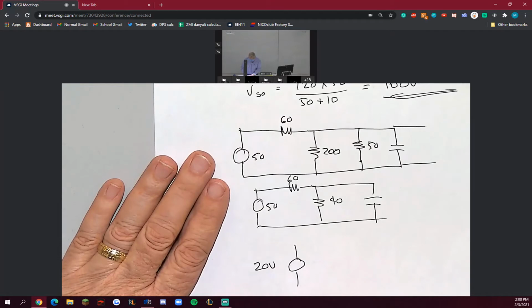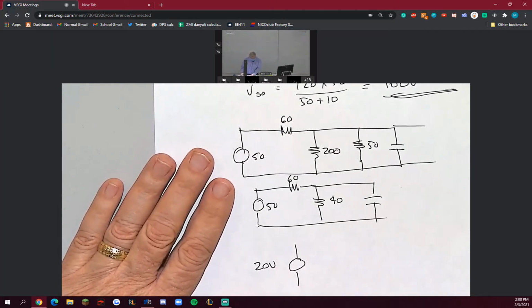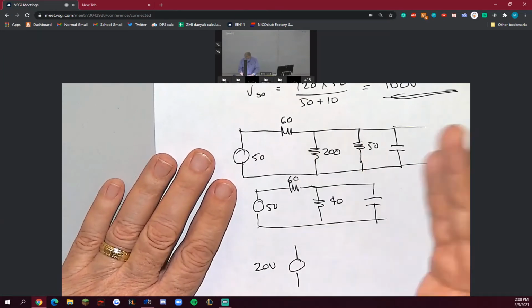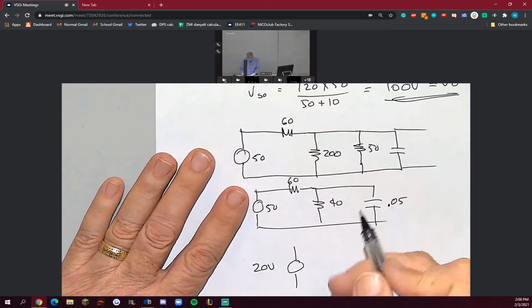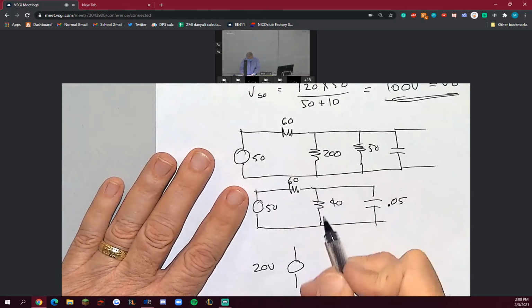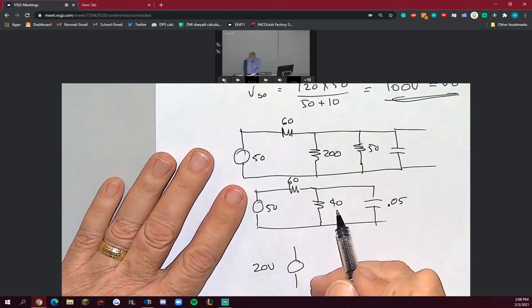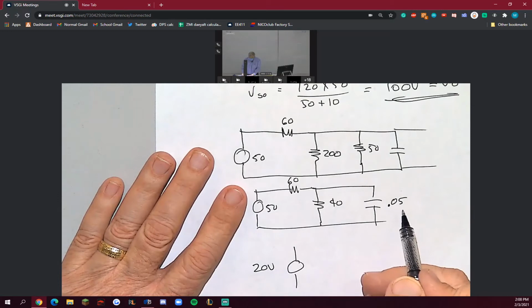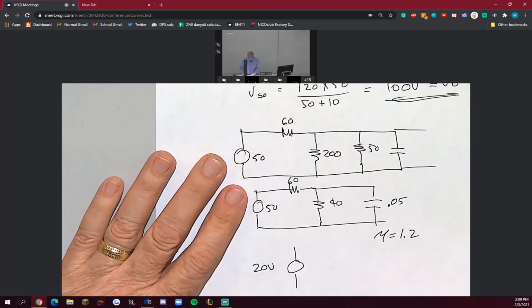So we have 20 volts. And what is the impedance? Well, what we need to do is calculate tau, which is 0.05. We take a look at this equivalent resistance, which is 60 in parallel with 40. That's 24 ohms, and the capacitance is 0.05 farads. So 24 times 0.05, tau is equal to 1.2.